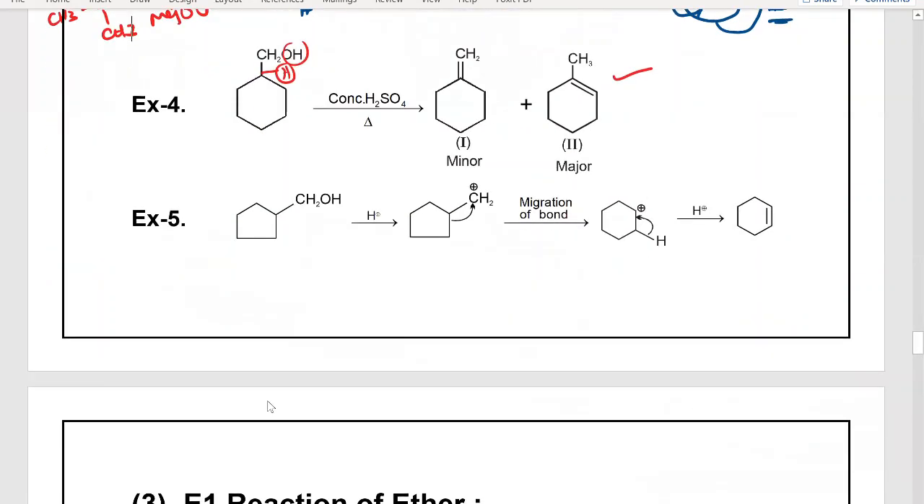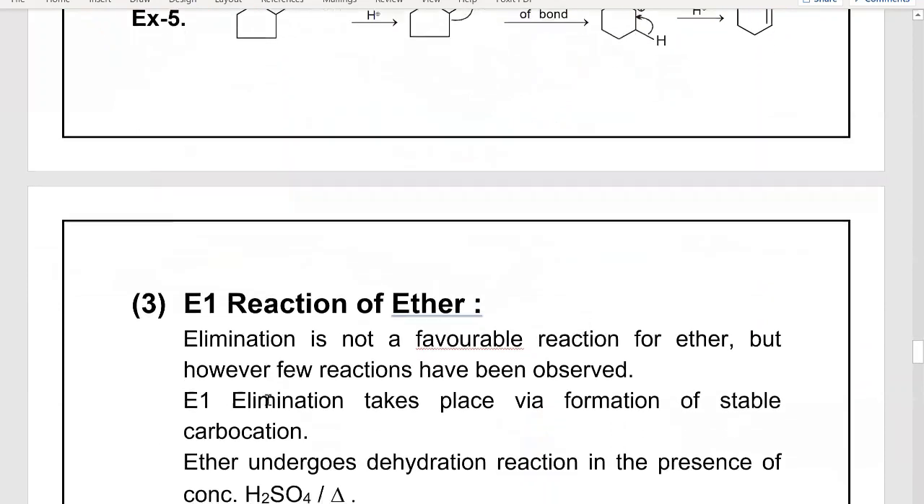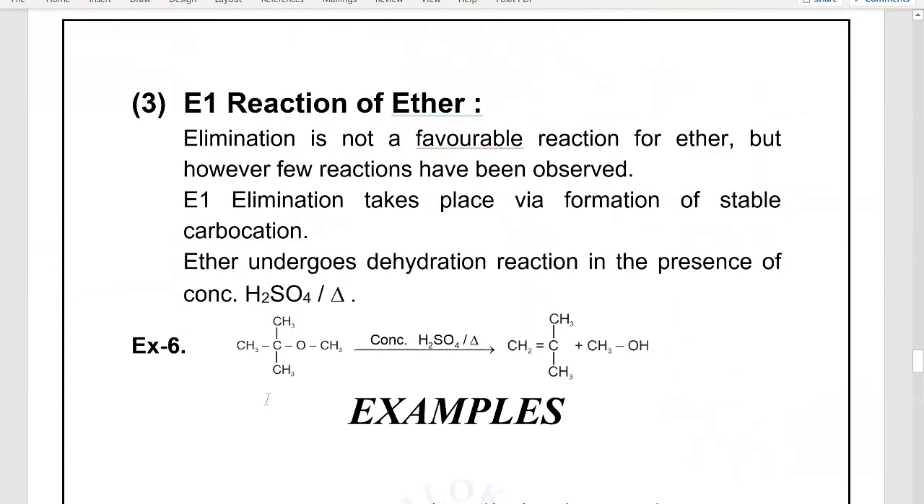An example 5, ring expansion will take place. And ethers also can undergo elimination reaction. Very simple mechanism. Here we have 2 lone pairs on the oxygen, and the reaction is taking place in presence of acidic medium. So it is going to donate this one. And then what do you get? Tell me. We will get CH3, C, CH3, and CH3, right? O, CH3, and H. Protonated ether we will get.